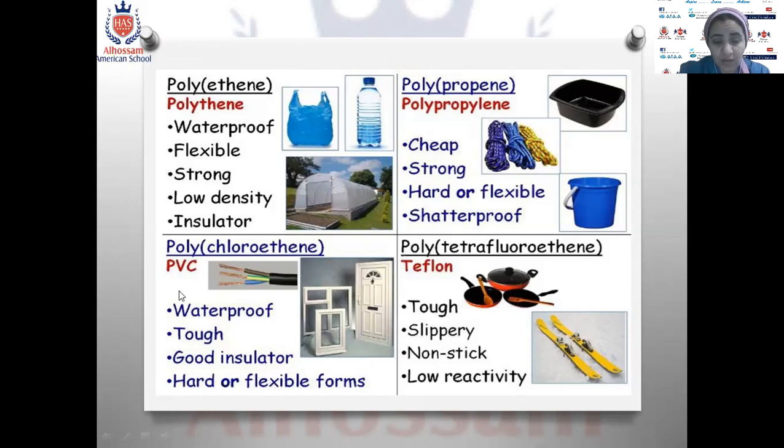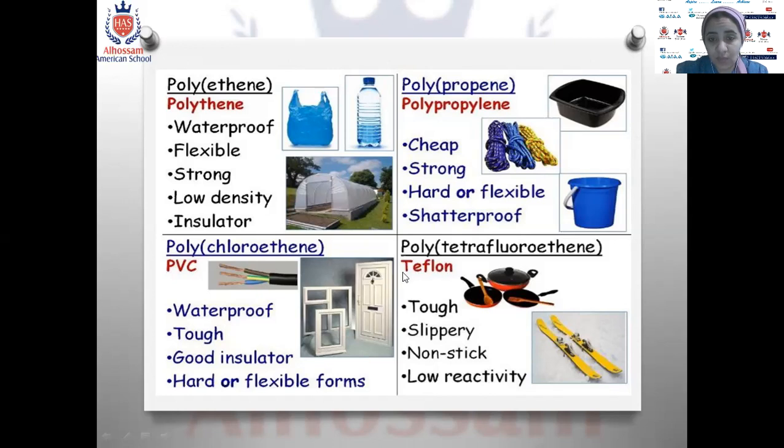Polychloroethylene. This is waterproof, tough, a good insulator, with hard or flexible walls, like the wires, and like the door and windows. Waterproof, tough, good insulators, and in hard and flexible form.